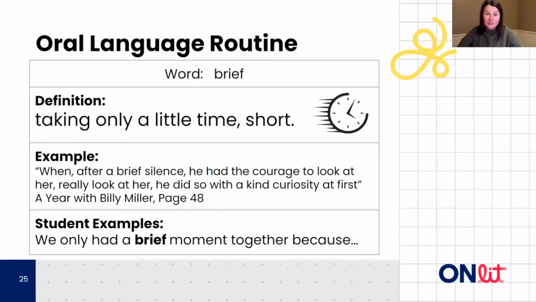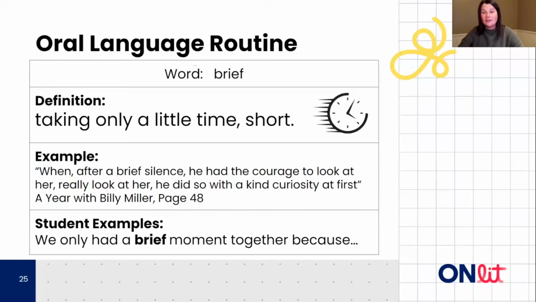Some of the great examples they came up with this sentence were, we only had a brief moment together because I was late for the bus. Or we only had a brief moment together because supper was on fire in the oven.